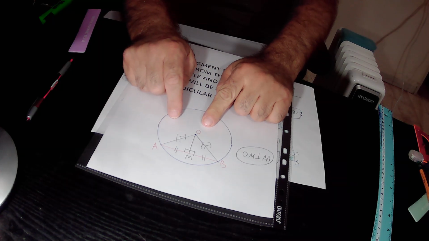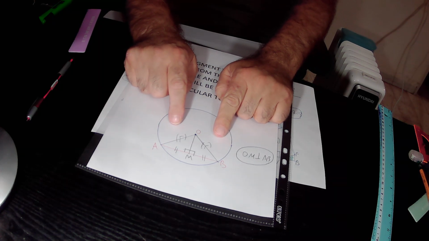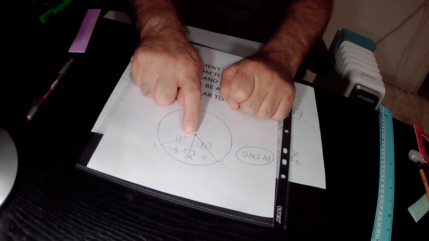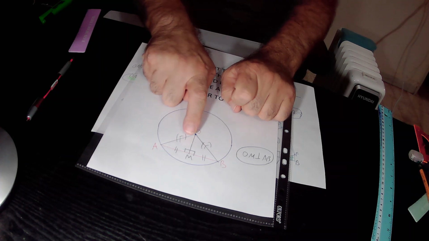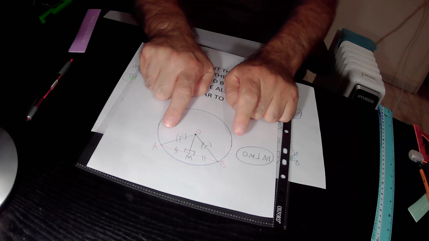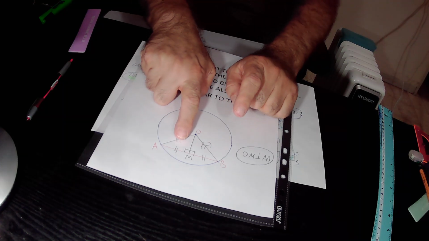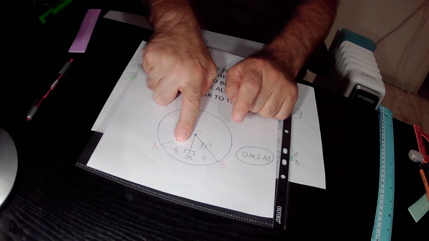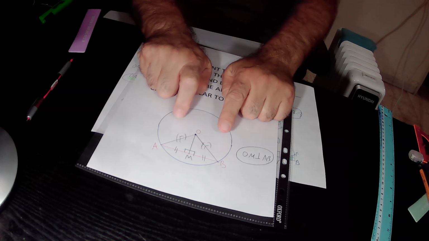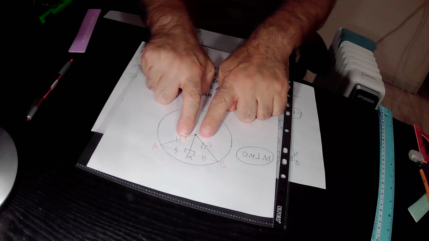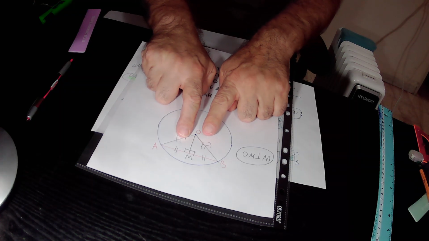OA and OB are both radii of the circle, therefore they are equal to each other. OM is equal to itself, it's a common side that belongs to both triangles, and MA equals MB because OM bisects chord AB. So all 3 sides of triangle AOM are correspondingly equal to all 3 sides of triangle OMB, and therefore those 2 right triangles are congruent according to the side rule.